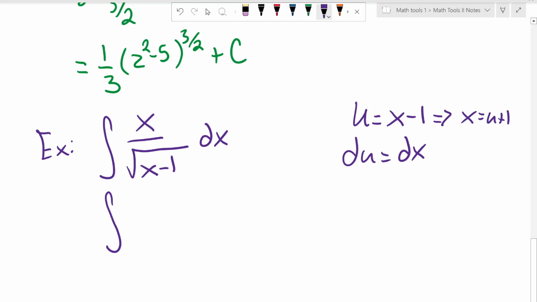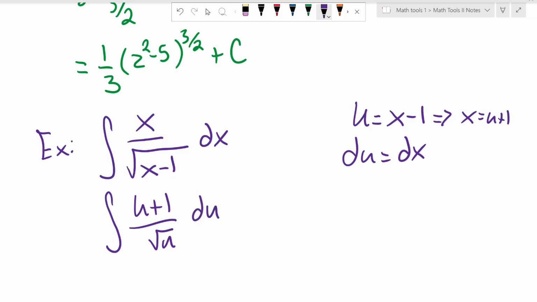So we're making two different substitutions here. This is a fine thing to do. We let u be one thing, and if there's another one of those variables, we can go ahead and rewrite that one as well. So this means we're going to end up with u plus 1 over the square root of u du.